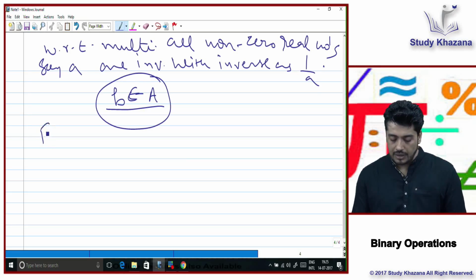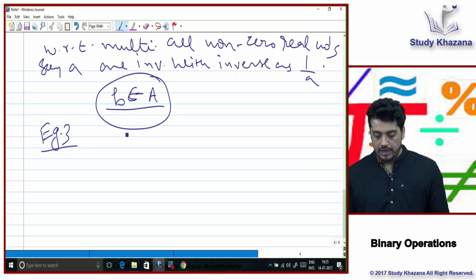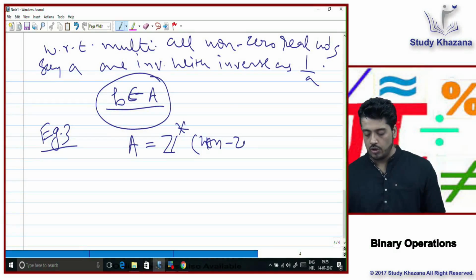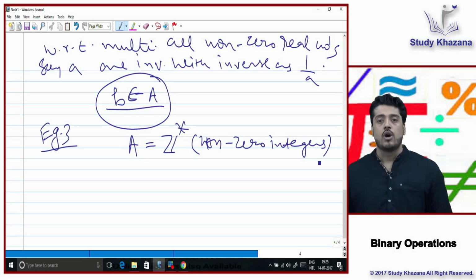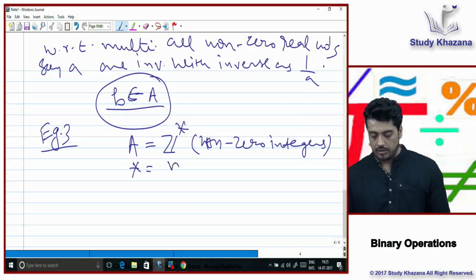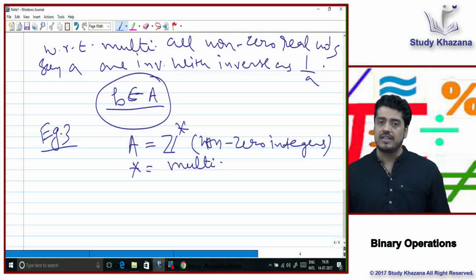If we consider, in my next example, the set of non-zero integers, which I am denoting by Z star. Z star is the set of non-zero integers. My Z star denotes all non-zero integers, and I will take my star as usual multiplication. Then clearly, if we multiply two non-zero integers, the resultant is again a unique non-zero integer. So therefore, this star is a well-defined binary operation on the given set Z star.